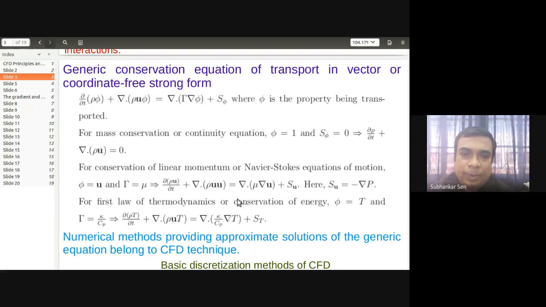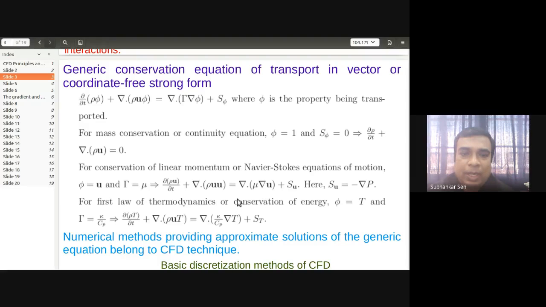So in case of the momentum equation, this small phi, the intensive property, is equal to small u. So for the momentum equation, phi becomes small u, and this is the diffusion coefficient. Coefficient of diffusion means it must be dynamic viscosity. So gamma becomes the dynamic viscosity, and the source term becomes the pressure gradient. So minus grad p, this is the source term.